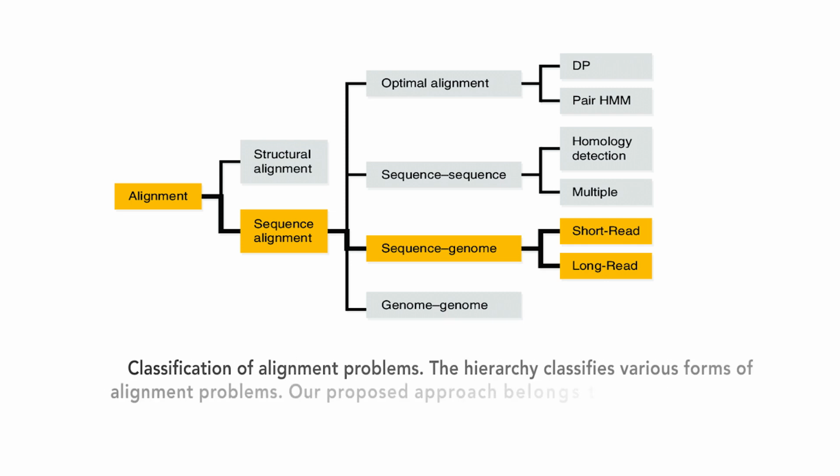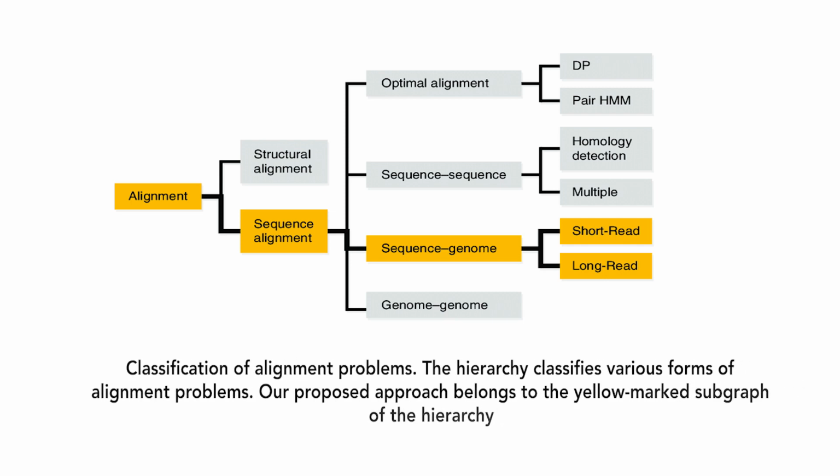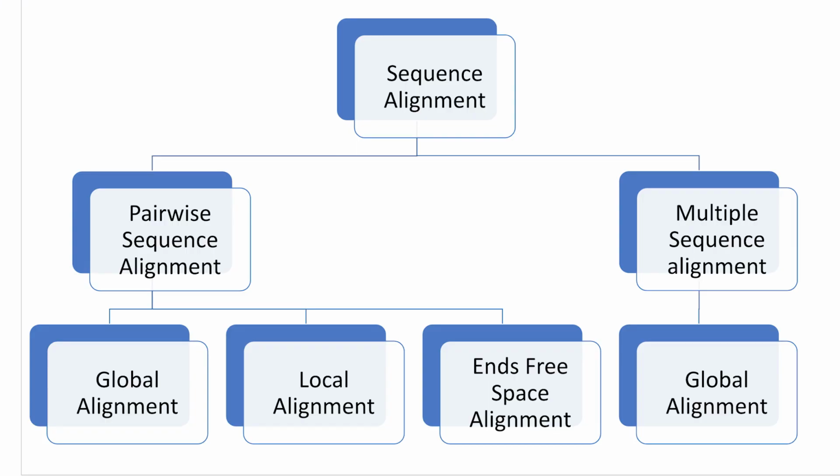So, the classification of alignment problems: the hierarchy classifies various forms of alignment problems. Our proposed approaches belong to the yellow marked subgraph of the hierarchy. Again, taking only the sequence alignment, it can be classified into pairwise sequence alignment and multiple sequence alignment. The pairwise sequence alignment is further classified into global alignment, local alignment and free space alignment, whereas multiple sequence alignment can also be classified into global alignment as well as local alignment.